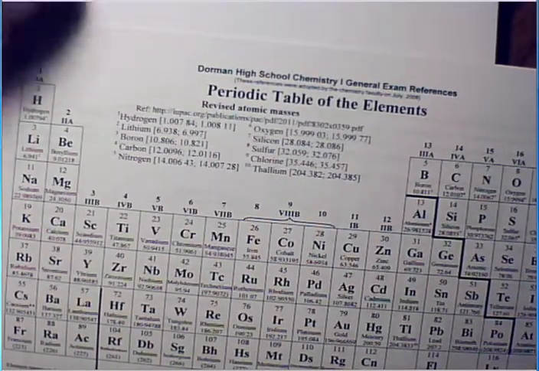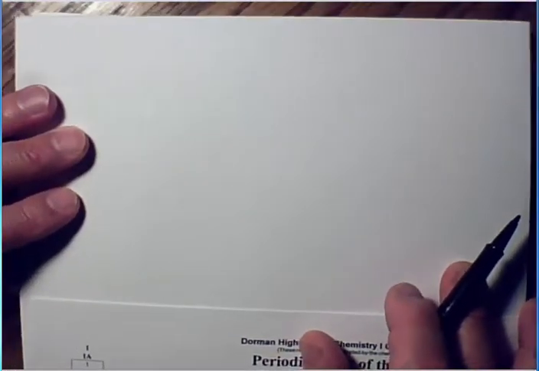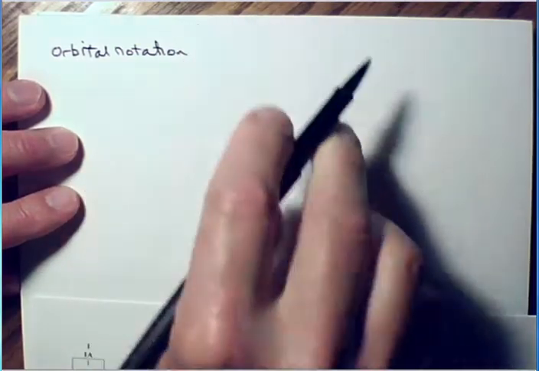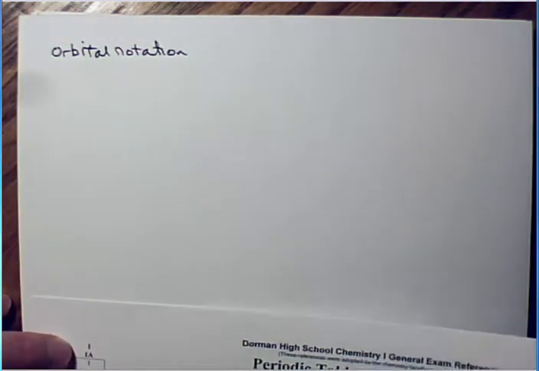What we're going to do is start writing what is called orbital notation.